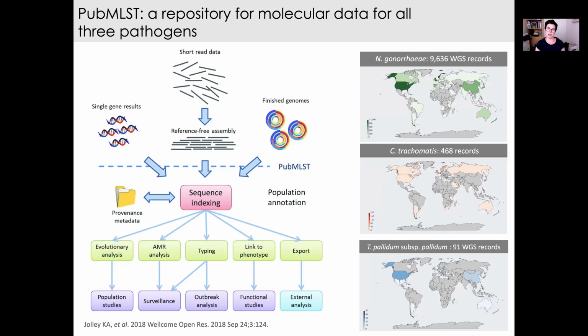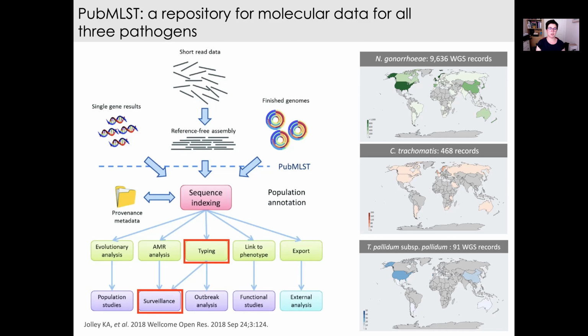In PubMLST at the time of this talk, there was whole genome sequence data for nearly 10,000 Neisseria gonorrhoeae, which are publicly available. For Chlamydia trachomatis, there are 468 whole genome records, and for Treponema, there are 91. And really, first of all, for surveillance, what we're interested in is typing, as this helps us identify strains and then allows us to perform surveillance.